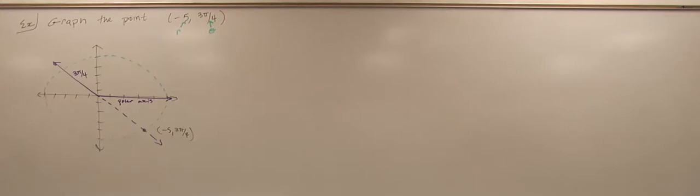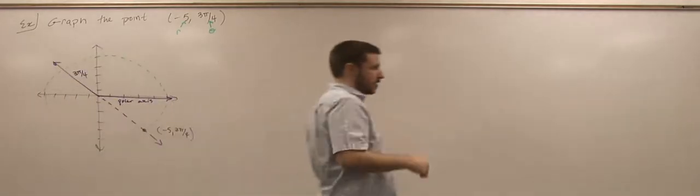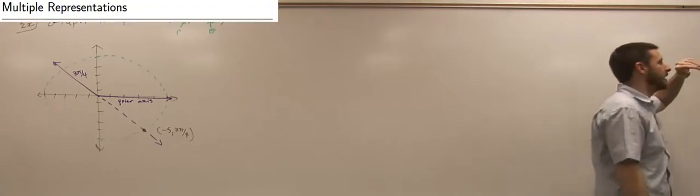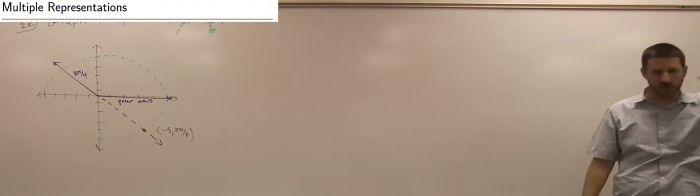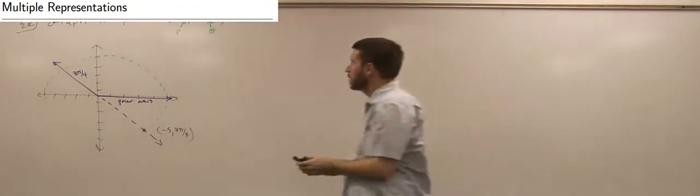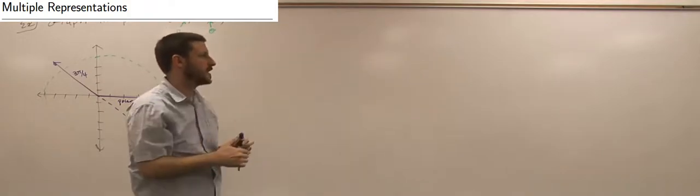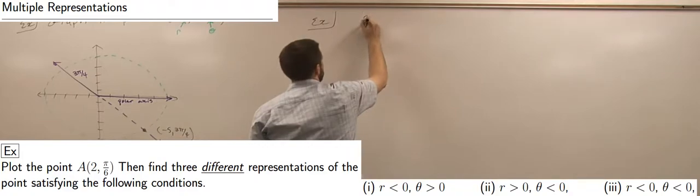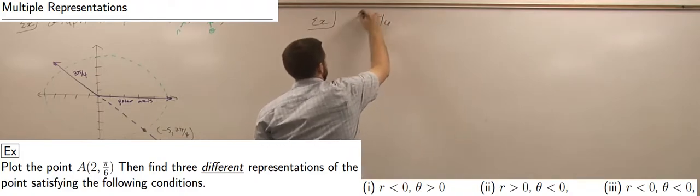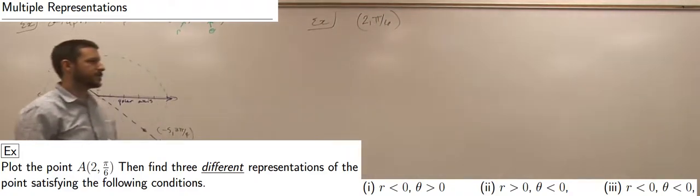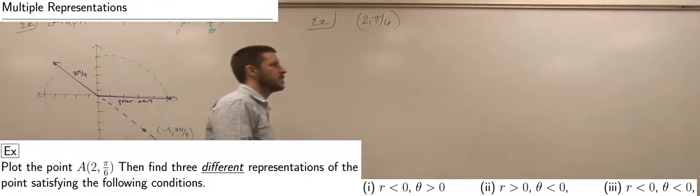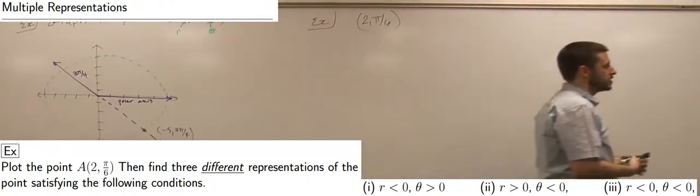Multiple representations. Okay. So one of the tricky things about polar coordinates, I kind of left off with this last time, is there are multiple ways to write a single point. So if you look at this example here, I give you the point 2 comma pi over 6. And I ask you for different representations of this point. I say find 3 different representations of the point satisfying the following conditions.